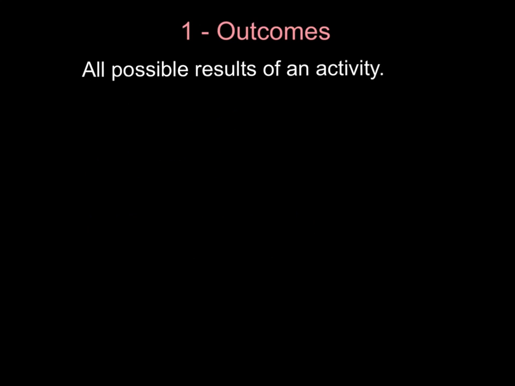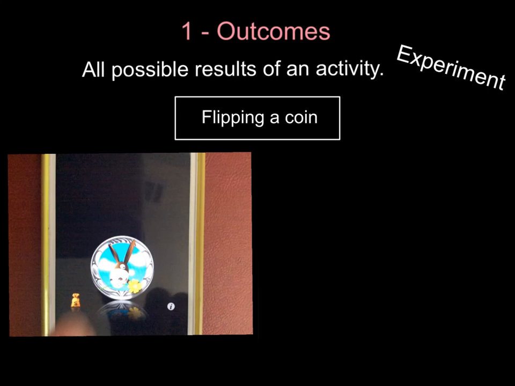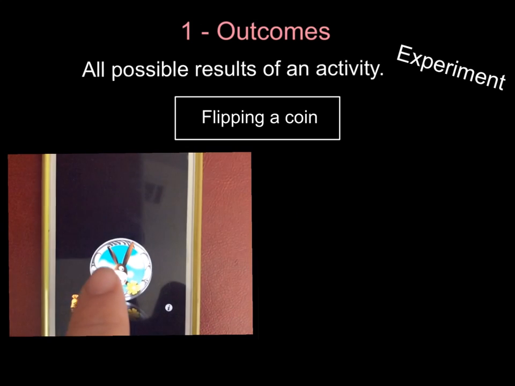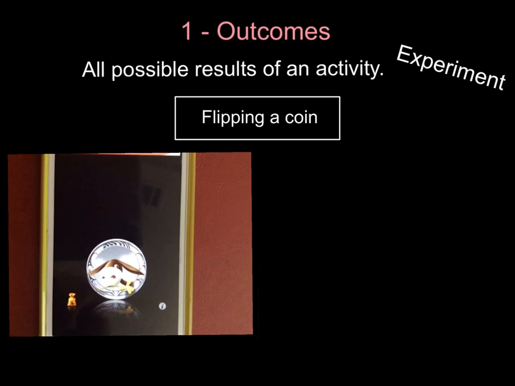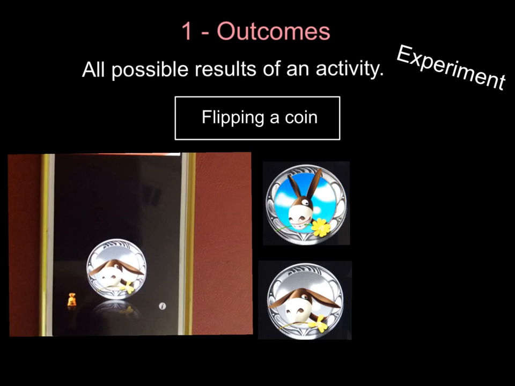So the first thing we're going to talk about is outcomes. These are all the possible results of an activity. Now, we sometimes also call the activity an experiment, where we're going to be doing something multiple different times to try to find what the different outcomes or possible results are. So one example is flipping a coin. When we flip a coin, there happen to be only two different sides, so our two outcomes happen to be heads or tails. So the outcomes of flipping a coin are heads or tails.